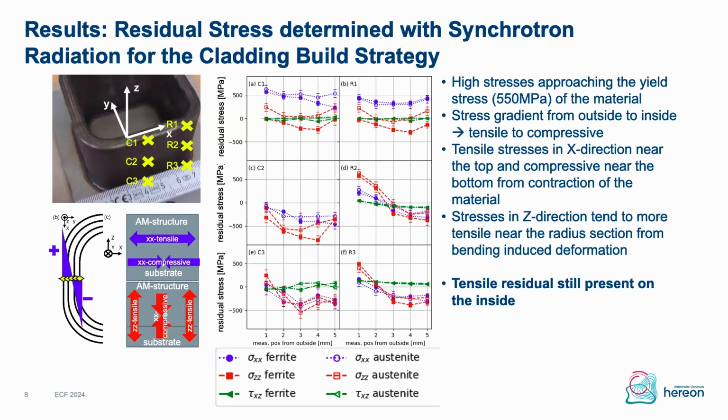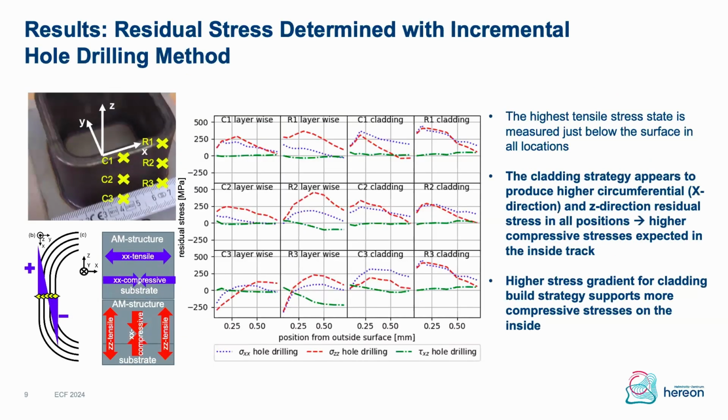Overall, we have very high residual stresses approaching the yield strength of the material, which is approximately 550 megapascal, especially in the upper parts of the part, and also near the inside facing wall, which is why we tried the second processing strategy.